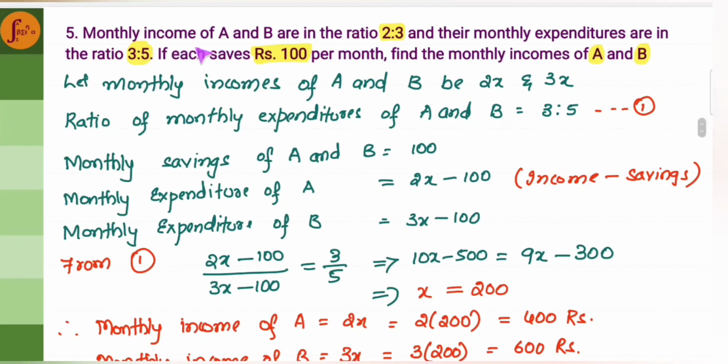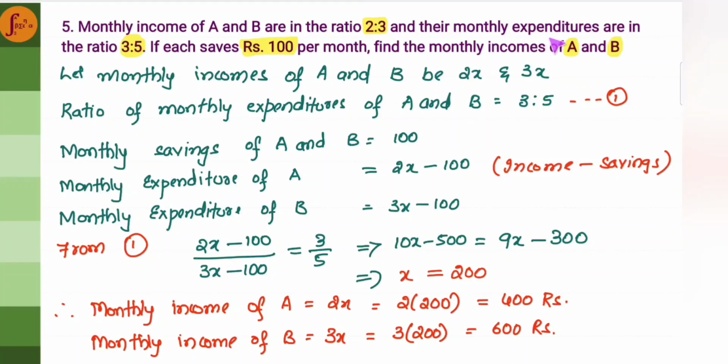Next one, monthly income of A and B are in the ratio 2 is to 3 and their monthly expenditures are in the ratio 3 is to 5. If each save 100 rupees per month, find the monthly incomes of A and B. We are assuming that monthly incomes of A and B are 2x and 3x because the ratio is given 2 is to 3. So, we assume it as 2x and 3x. Now, the monthly expenditures ratio is 3 is to 5.